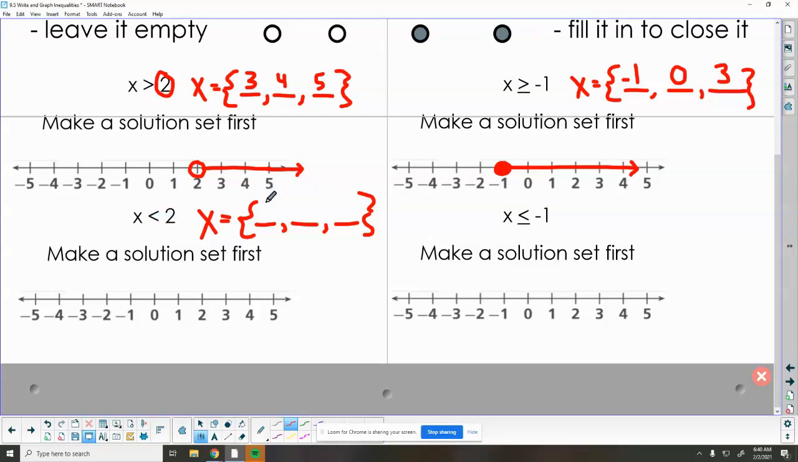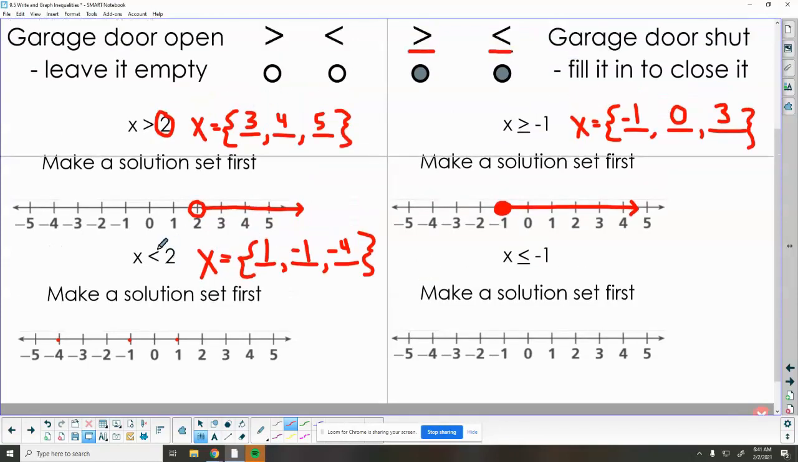So some that I chose, I'm saying 1 is less than 2. I'm going to say -1 is less than 2. And I'm going to say -4 is less than 2. So now I want to hurry and just mark these. So 1, -1, -4. And now we are going to mark +2 on the graph.